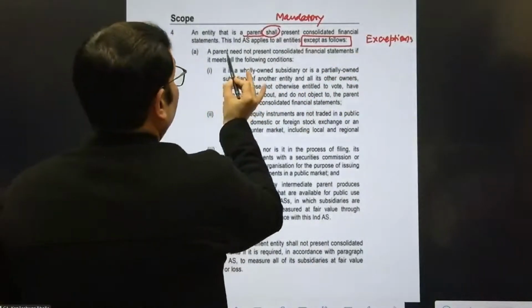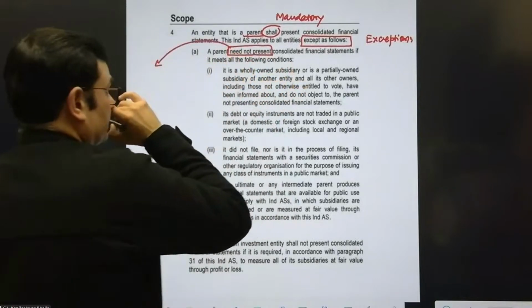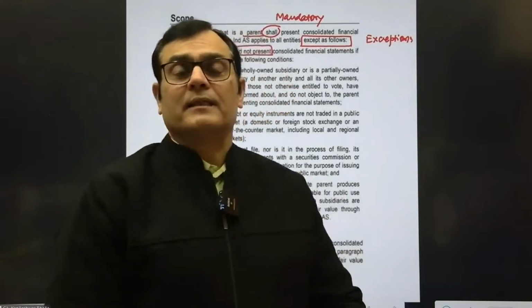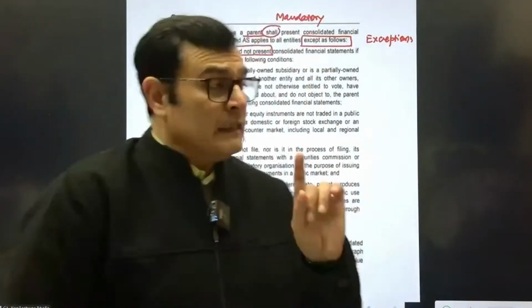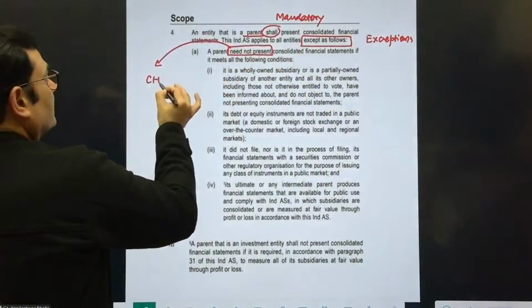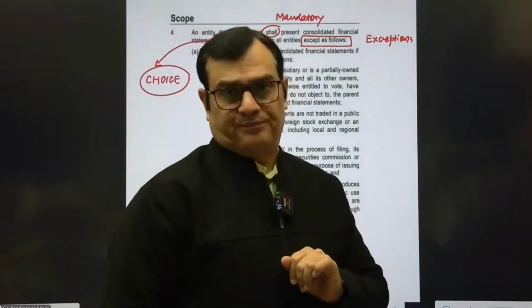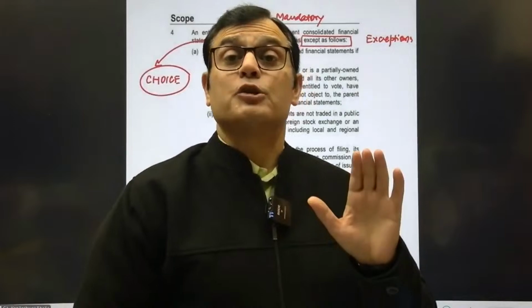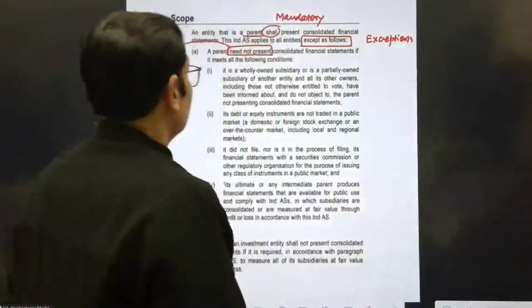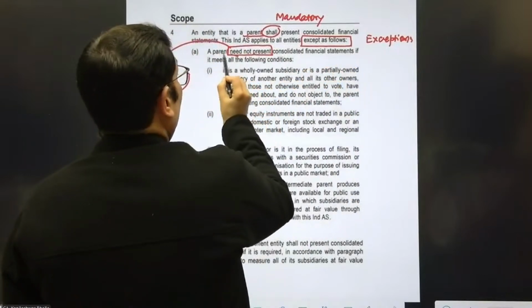Now it says a parent need not present. The words are: need not present. When I say that a parent need not present, it is not something which I am mandating. It is something where I'm giving them a choice. The language is very clear. A parent need not present. That means I'm giving them a pure choice. If they want to consolidate, I'll not stop them. But if they don't want to consolidate, they get a choice that they may not consolidate. So it says a parent need not present consolidated financial statements if it meets all the following conditions.